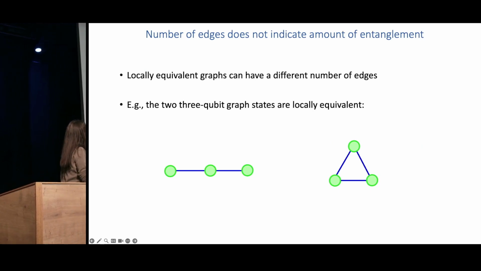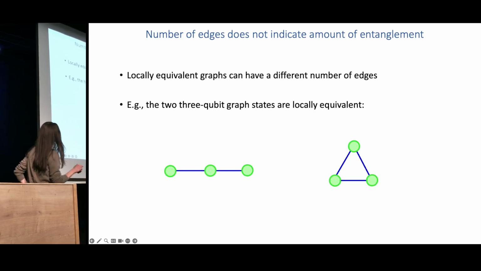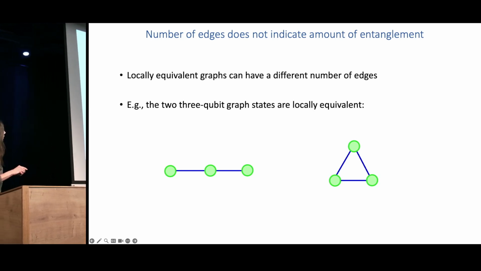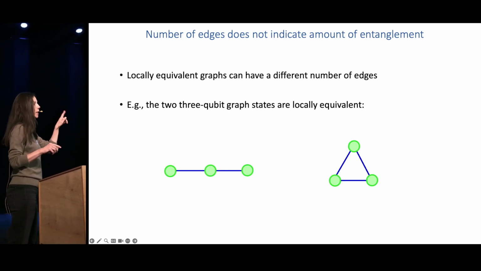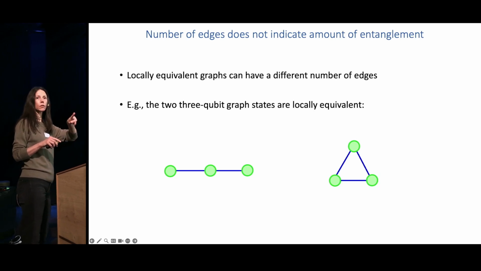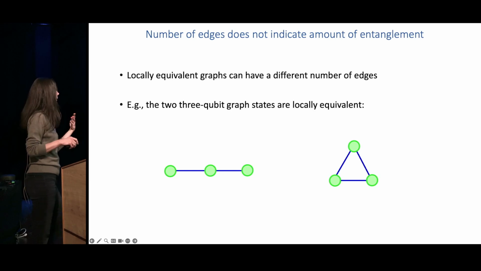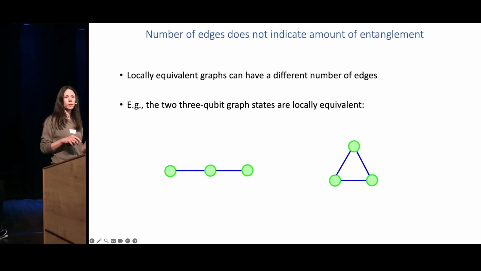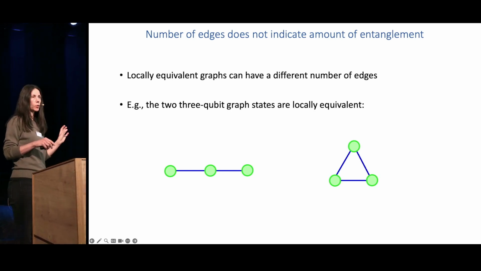One thing to notice that I think sometimes is confusing to people who get into this field is that just by counting edges, you cannot conclude something about the amount of entanglement. And here's an example of this.